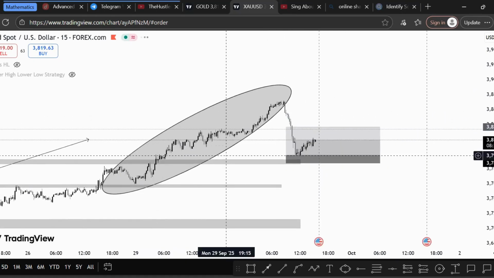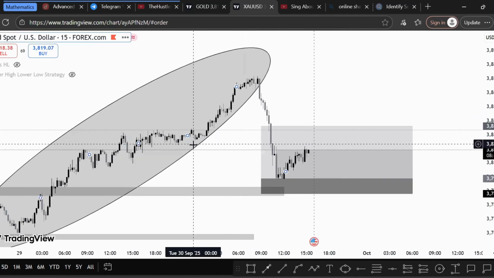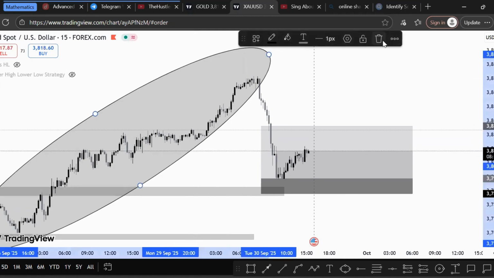analysis. You also want to spot, remember what I said earlier, areas where price has been bouncing off, you know?